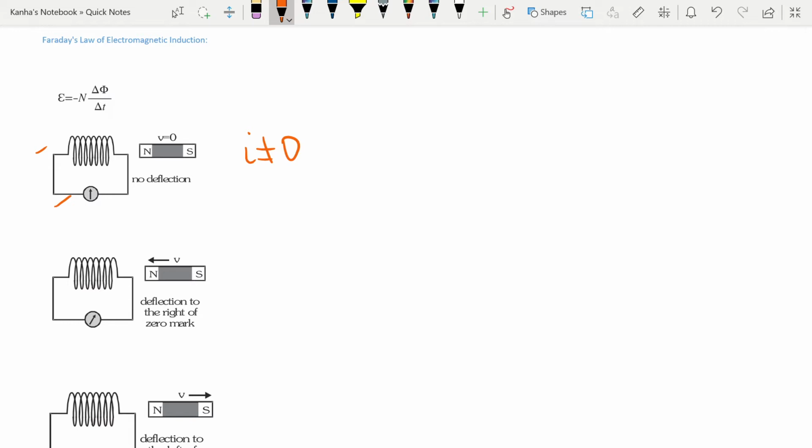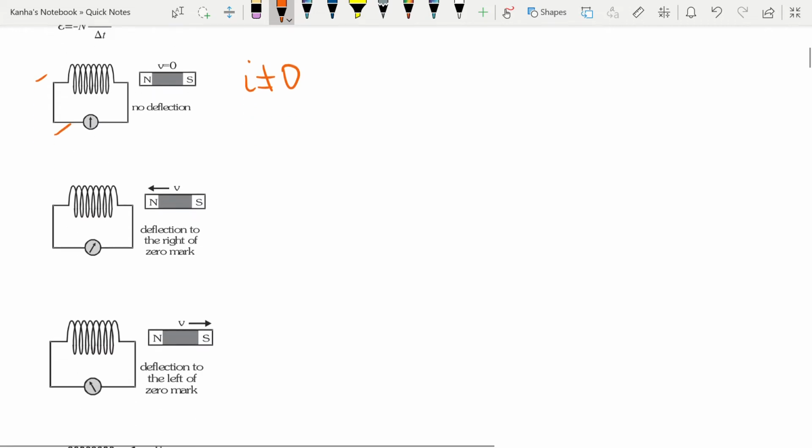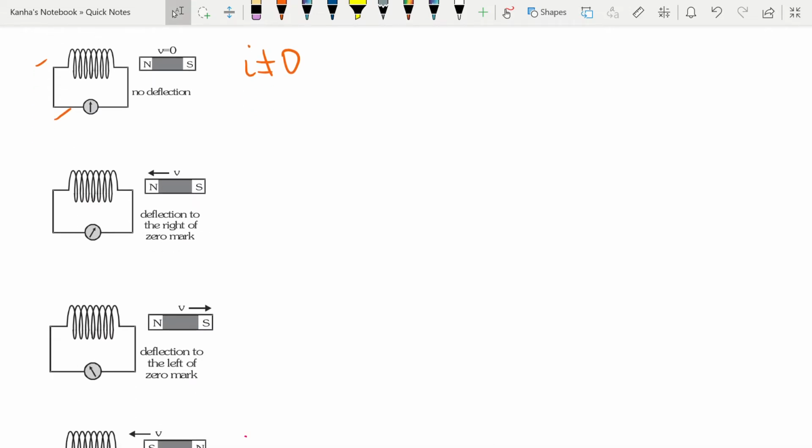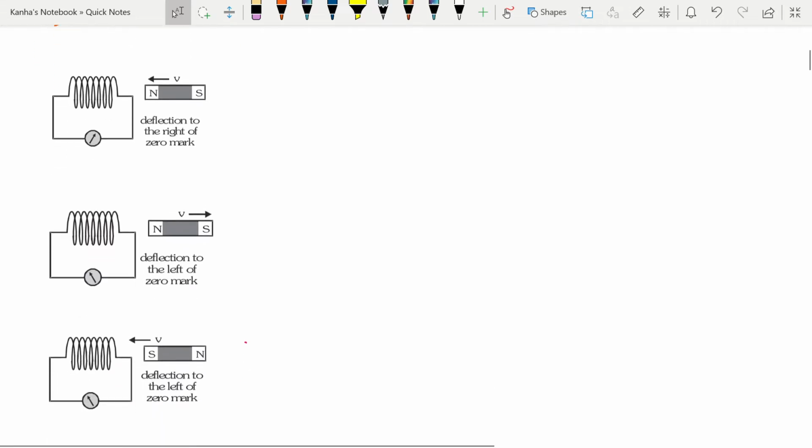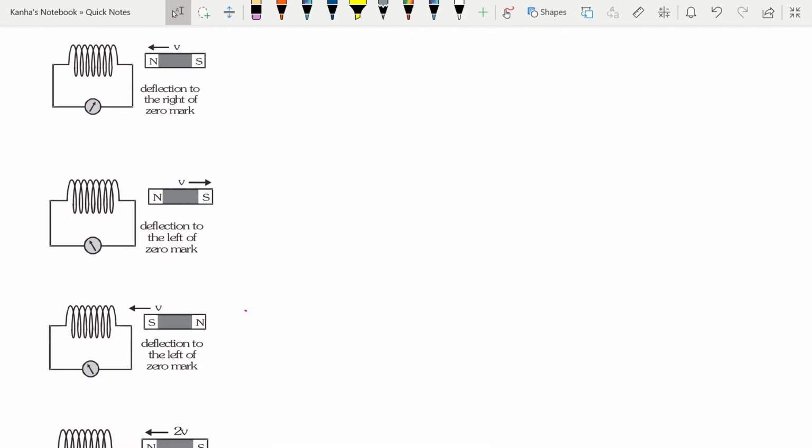In the second case, when he tried to bring in the magnet with a velocity v with the north pole towards the coil, then what happened? He found that there was current induced in the coil and the deflection was to the right, a positive deflection. Similarly, when he tried to move the north pole away, he found out that the deflection was to the left and the current was still induced.